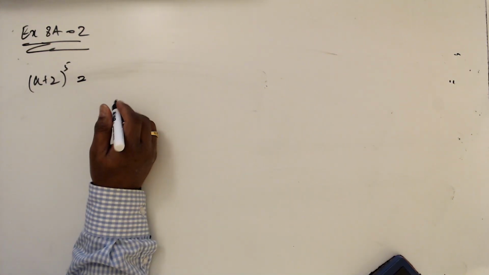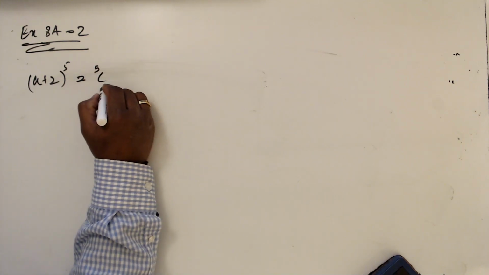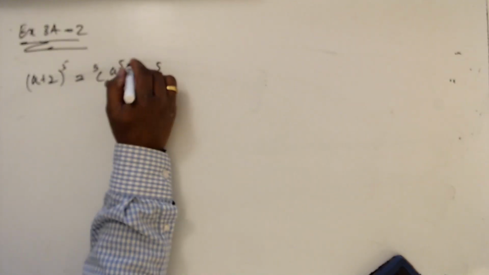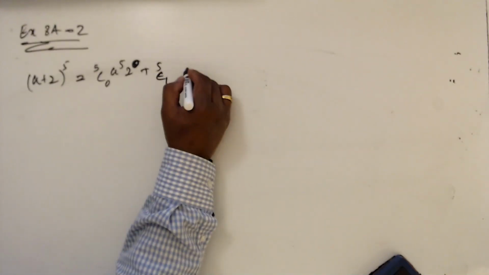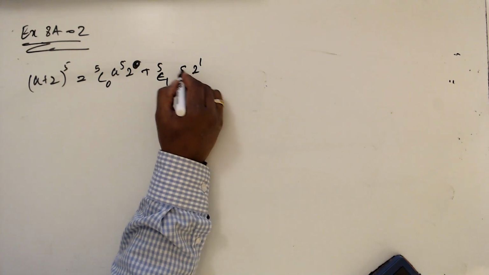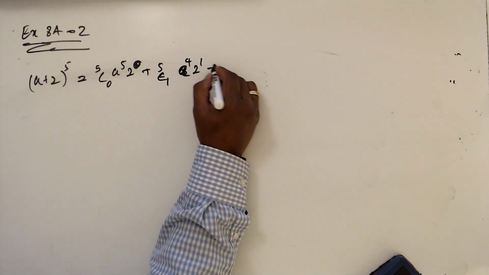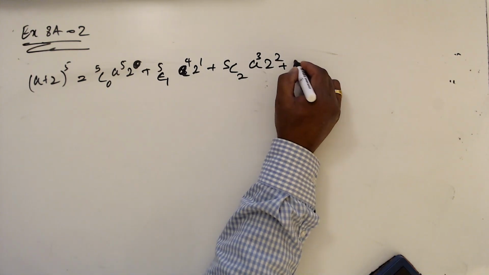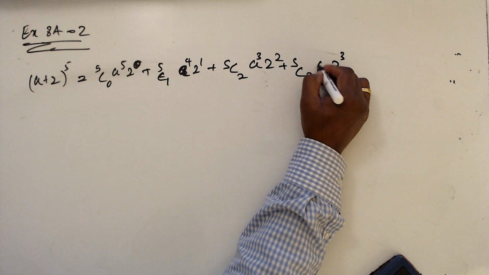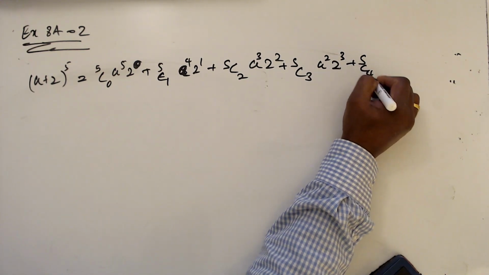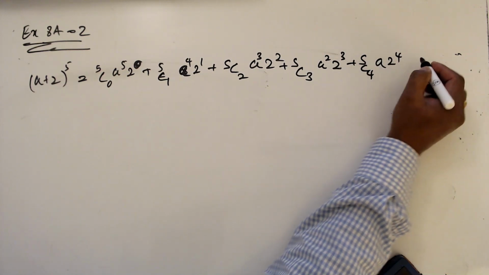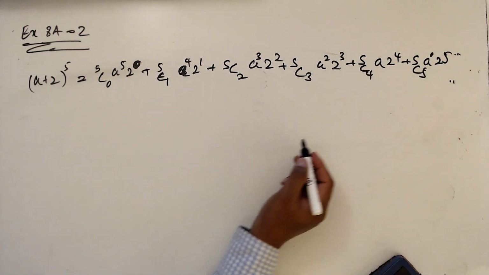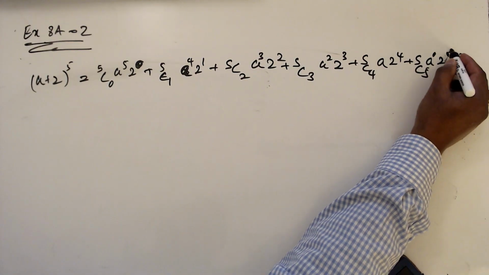(a + 2) to the power 5. So this is going to be 5C0 a^5 2^0, 5C1 a^4 2^1, 5C2 a^3 2^2, 5C3 a^2 2^3, 5C4 a 2^4, and 5C5 a^0 2^5.